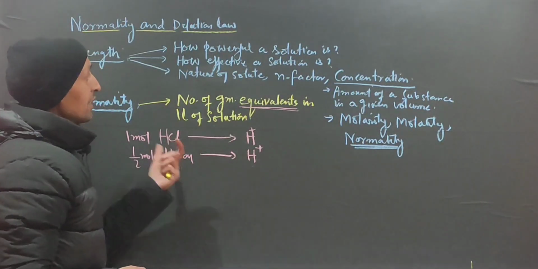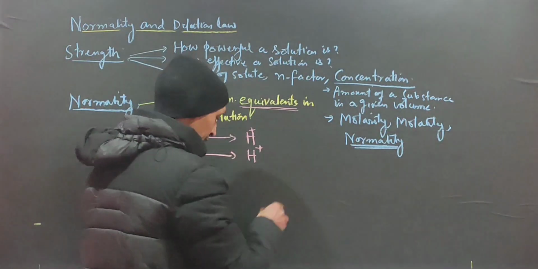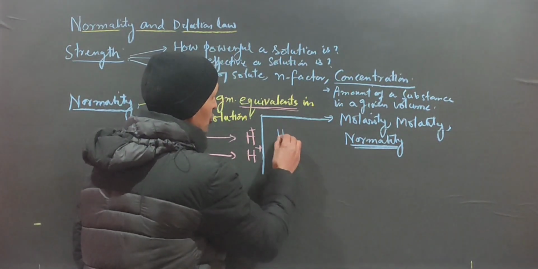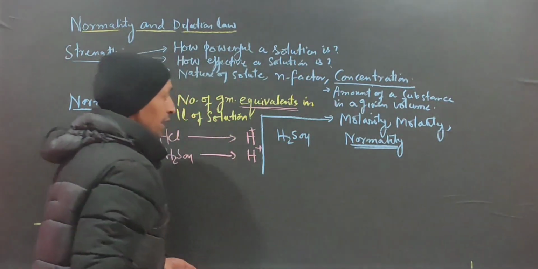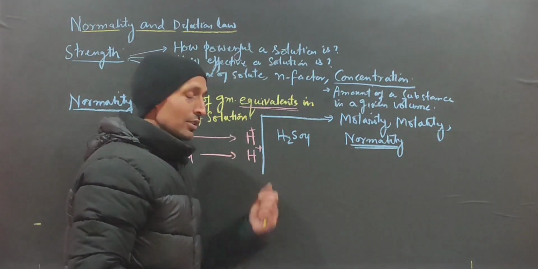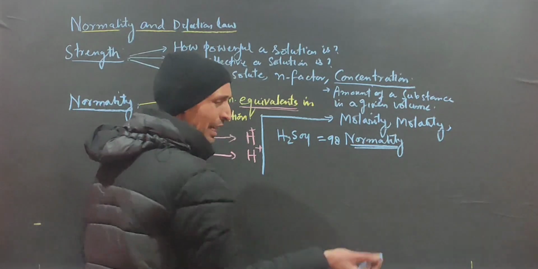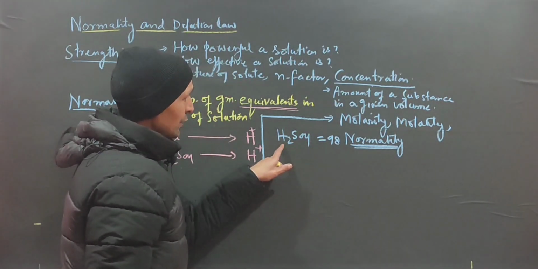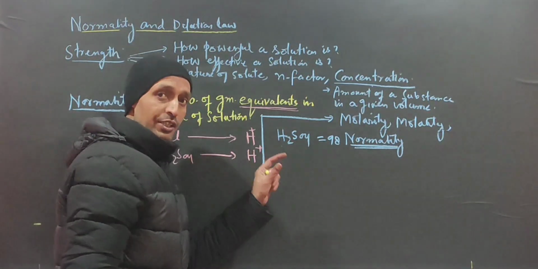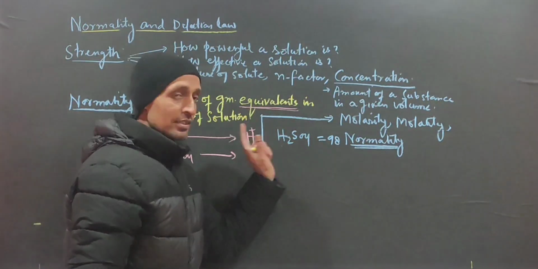Now let's see how we can prepare one normal solution. Let's take the example of the king of chemicals, H2SO4. So what is the molar mass of this substance? 98. You know 98 simply. H2 means 2 units, sulfur means 32, oxygen means 64 because one oxygen has 16 units of mass and 4 oxygens will have 64 units. 64 plus 32 plus 2, that's 98.